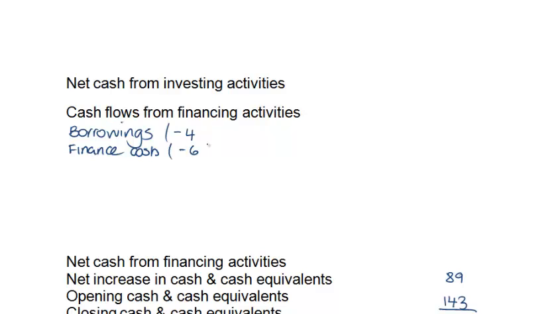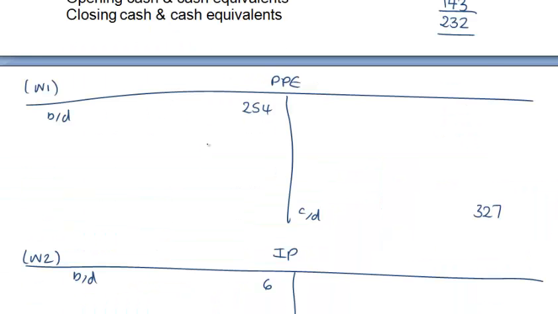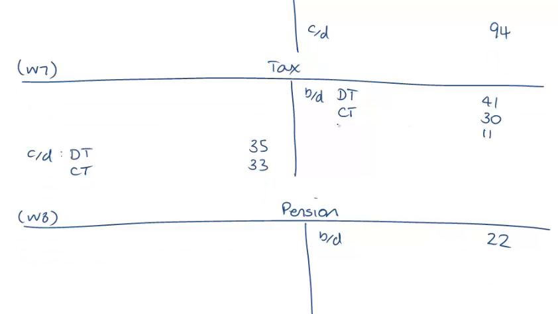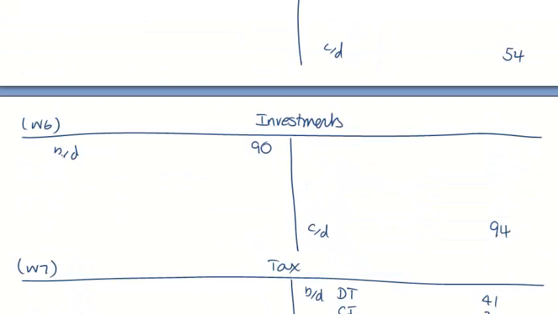Next, we come to our income tax expense. Debit P&L, therefore credit the tax T account with 11. So that's dealt with statement of profit or loss. We then come to OCI. We've got investment gains. So we've got an investment T account. Gain in OCI is 2.